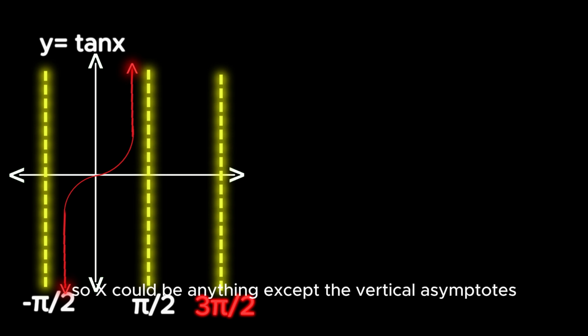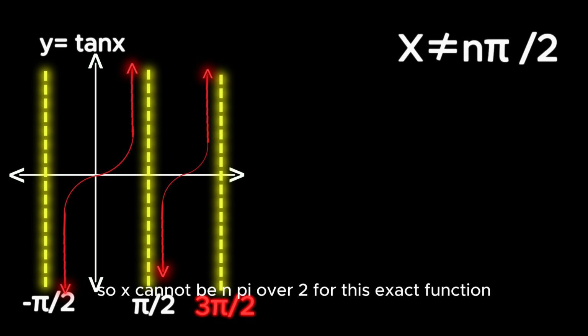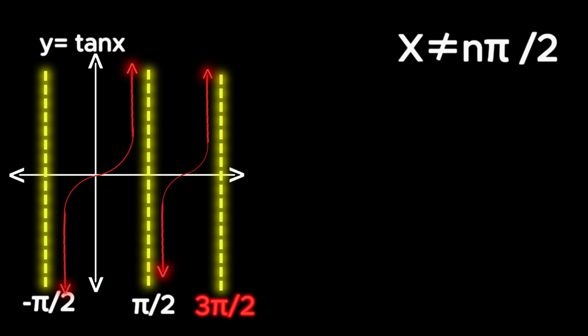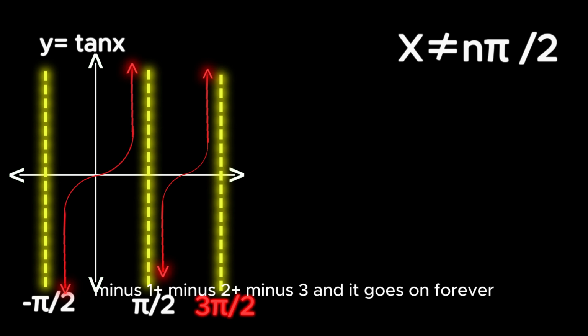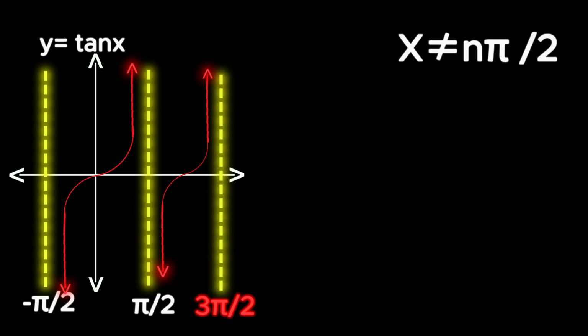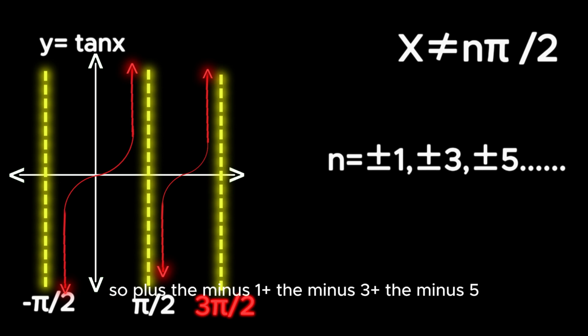So x could be anything except the vertical asymptotes. So x cannot be nπ/2 for this exact function, where n is a number such as ±1, ±2, ±3, and it goes on forever. Actually not 2. It's only odd numbers. So ±1, ±3, ±5, and then the pattern repeats.